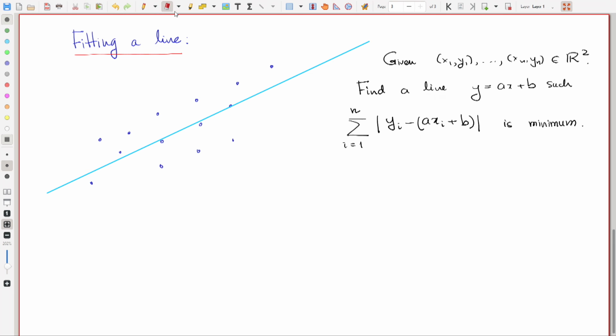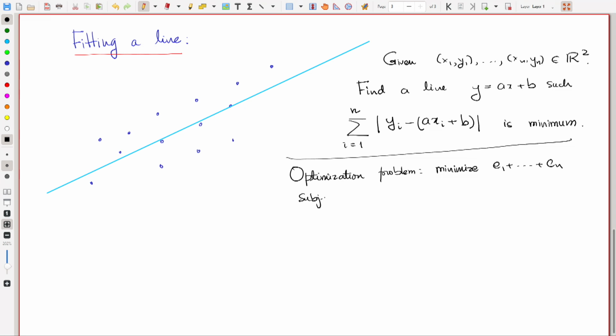So, here is the formulation. The optimization problem is: minimize E1 plus E2 plus up to En, subject to the constraints E I is greater than or equal to a x I plus b minus y I for I equals 1 to n, and E I is greater than or equal to minus of this, a x I plus b minus y I, for I equals 1 to n.